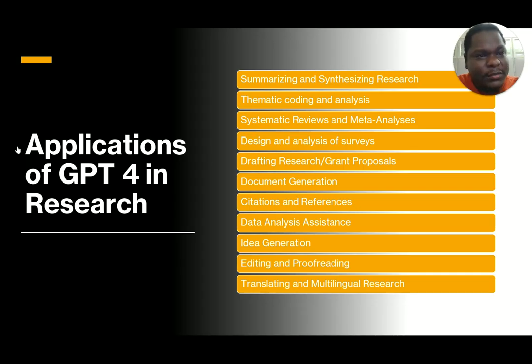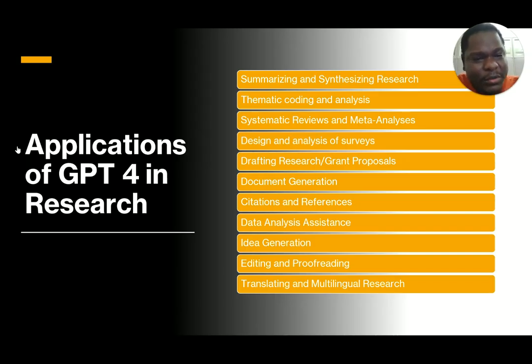The second aspect of the use of GPT-4 is thematic coding and analysis. By automating qualitative data analysis, GPT-4 can assist by coding and categorizing qualitative data such as interview transcripts or open-ended survey responses into relevant themes. It can also improve consistency, and automating the coding process reduces human error a little, so the data is analyzed consistently.